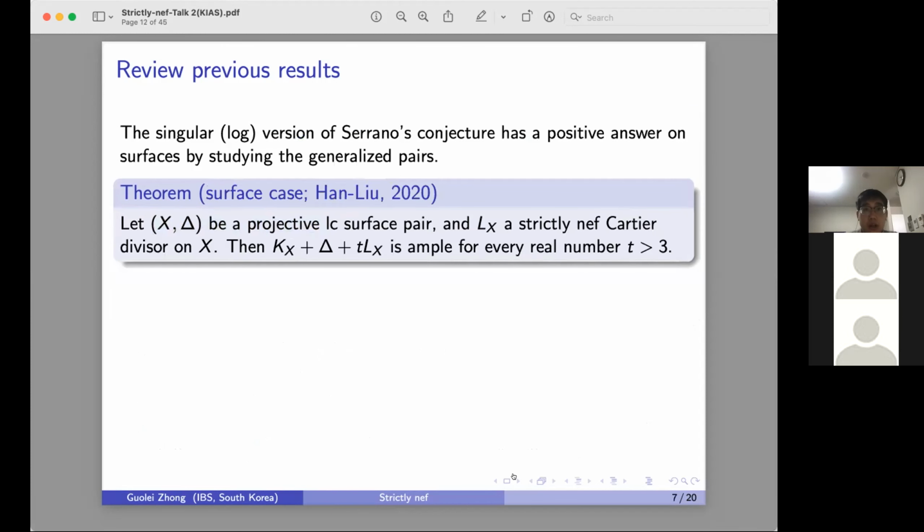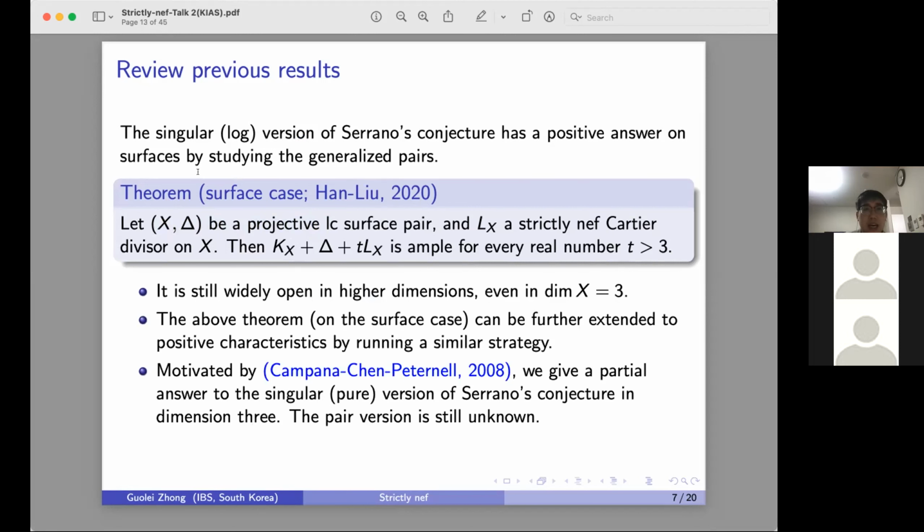As I just mentioned, the log version of Cyrano's conjecture has a positive answer on surfaces by studying generalized pairs. This is joint work by Jihao Liu and Wenfei Liu in 2020. If (X, Δ) is a projective LC surface pair and L_X is a strict nef Cartier divisor on X, then they show that K_X + Δ + tL_X is ample for every real number t. This is a corollary of studying the generalized pairs.